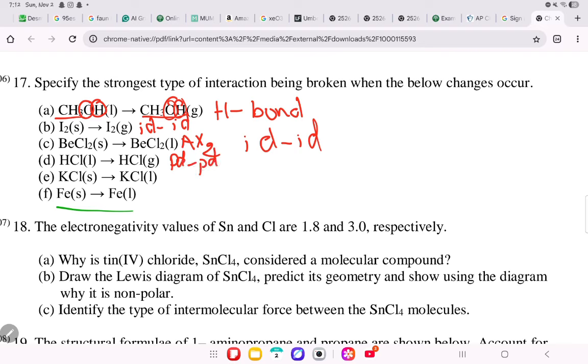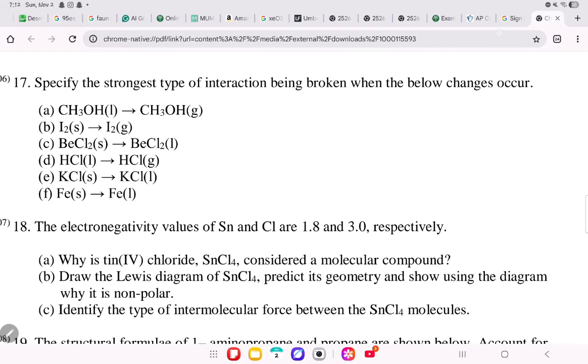KCl is ionic actually. KCl is metal, non-metal, so it's ionic, right? And then what's left for the last one is metallic, because it's a metal changing state from a solid to a liquid, so it's the metallic bond being broken. Okay, that's it for 17. We'll move on to 18.